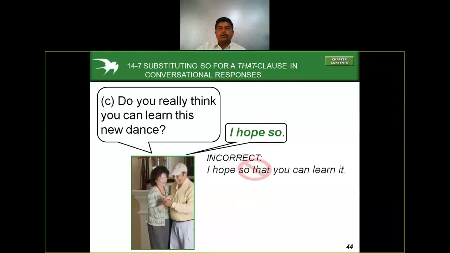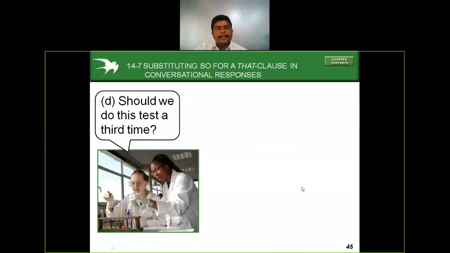Incorrect statement. How? "I hope so that" is wrong. Should we use both "so" and "that" so that you can learn it? "I hope so" or "I hope that you can learn it." Either "so" or "that" can be used, but we should not use both of them together. This is very, very important, children.